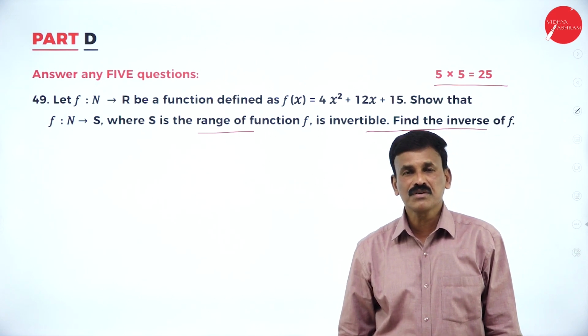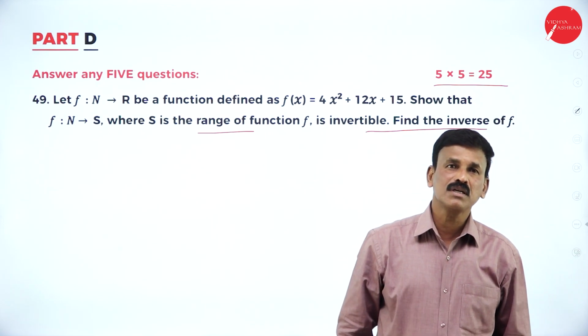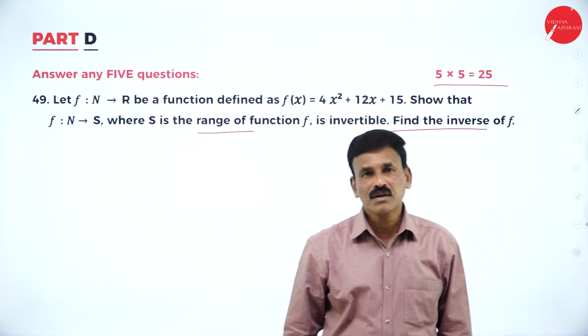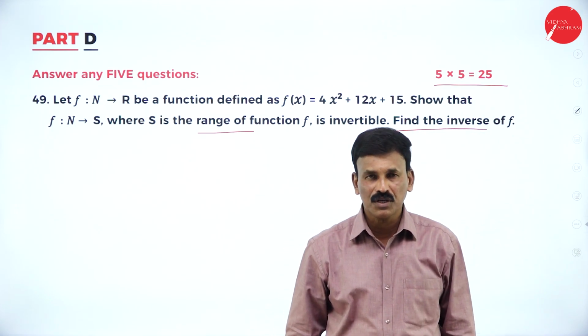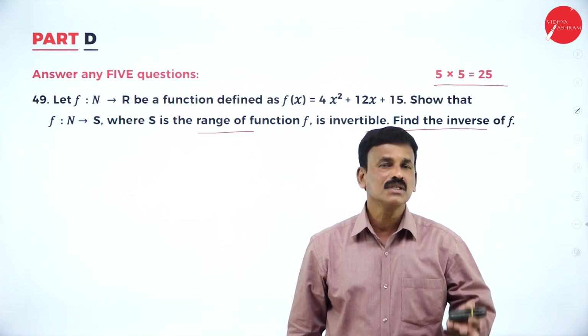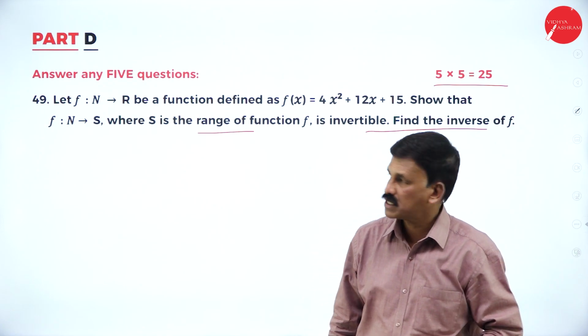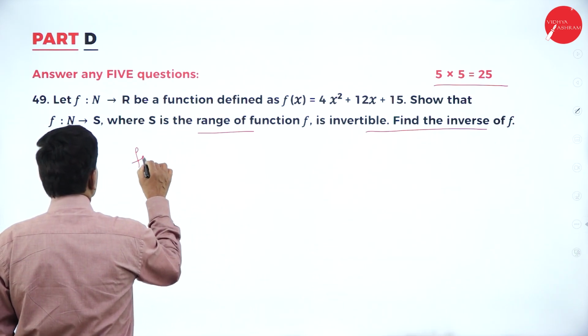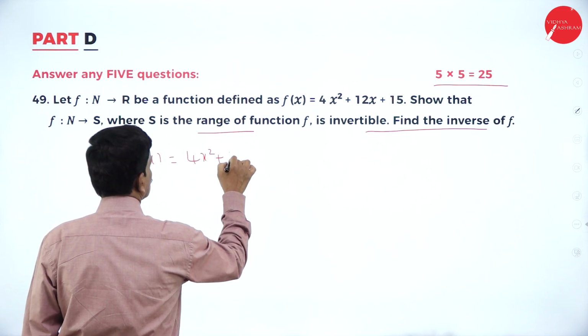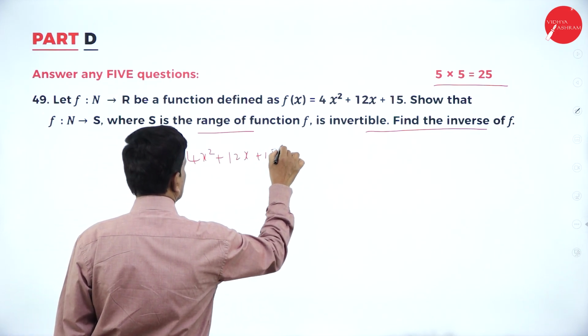So, we just have to verify whether it is invertible or not. That is a bijective function. So, verify whether f of x is 1, 1 and onto or not. Verify first 1, 1 function, then onto, and then find out the inverse. That's it. Now, what is given? f of x is equal to 4x square plus 12x plus 15.